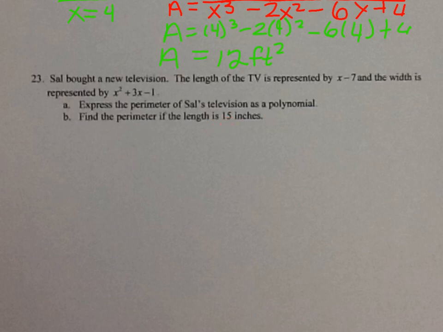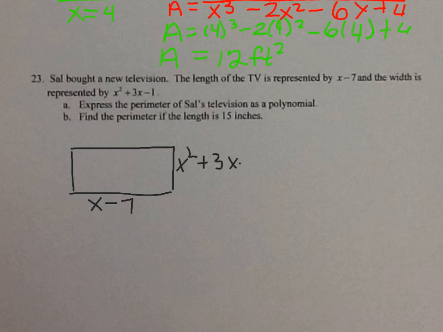Okay, so let's see here. Here's the television Sal bought. It says the length is x minus 7. The width is x squared plus 3x minus 1. First one says to find the perimeter. So remember, perimeter means to add up all the sides.